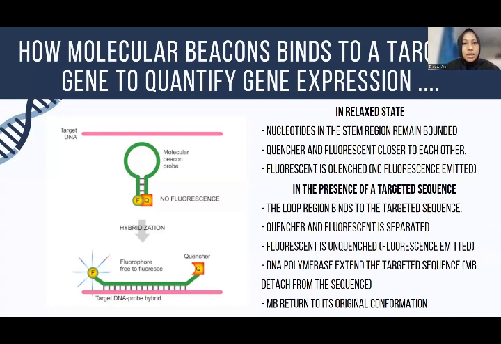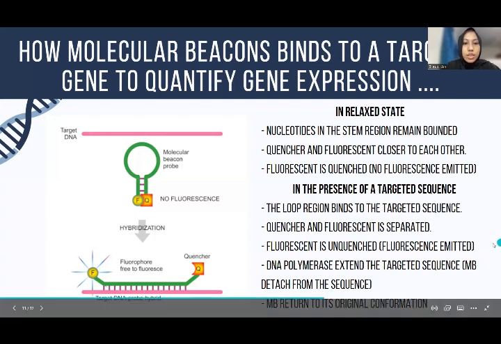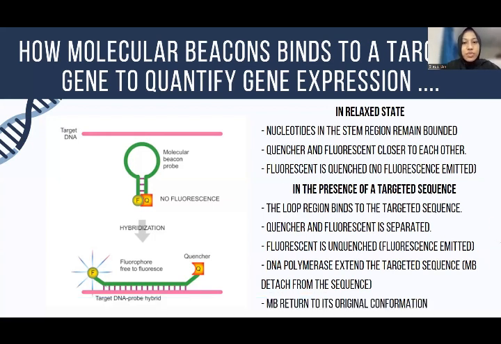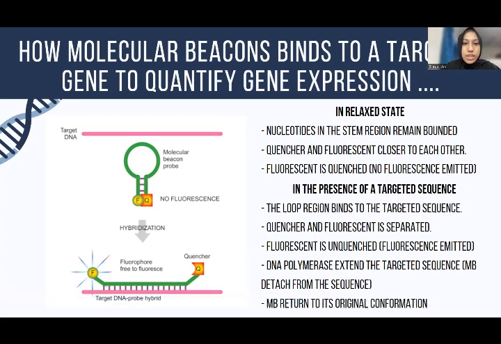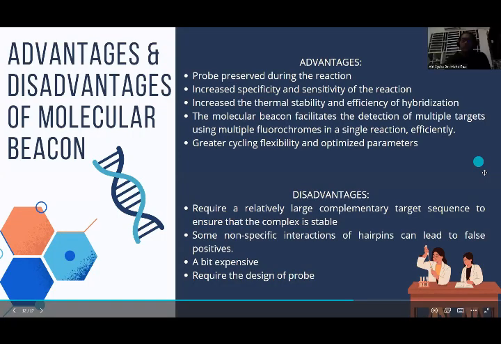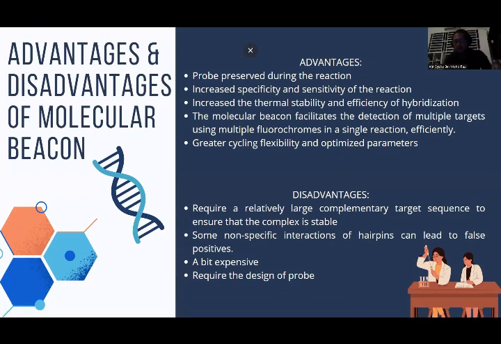When the targeted DNA is present, the loop of the molecular beacon will change its conformation to linear strands and bind to the targeted sequence. This causes the quencher and the fluorescent to separate and unquench. When it is unquenched, it emits fluorescence and allows the DNA polymerase to attach to the targeted DNA and extend it. Once the extension occurs, the molecular beacon will detach from the targeted sequence and return to its original structure. So for the advantages and disadvantages of molecular beacon, here's the list.